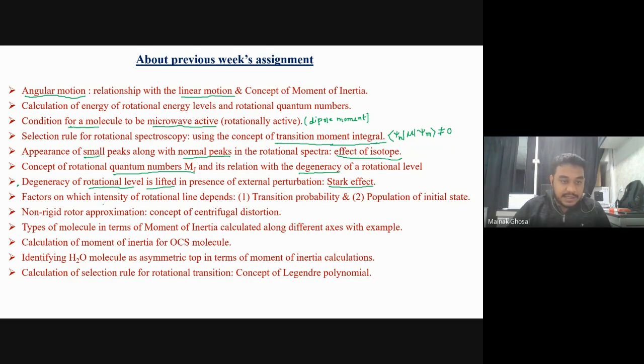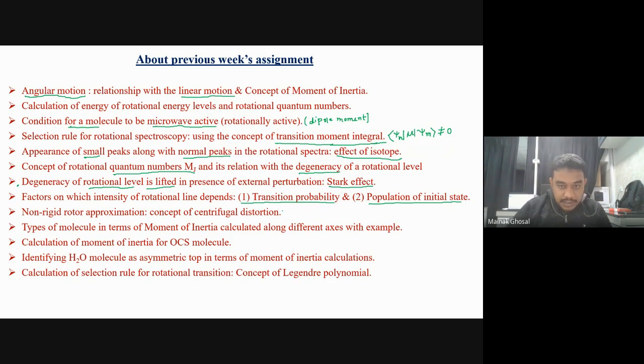Then there was a discussion on the factors on which the intensity of a rotational line depends. There are two factors: one is transition probability, and another is the population of the initial state. For a rotational transition to happen more intensely, you need to satisfy two conditions. First, your transition probability should be non-zero, so that the transition can happen. And secondly, you must have more molecules in the initial state.